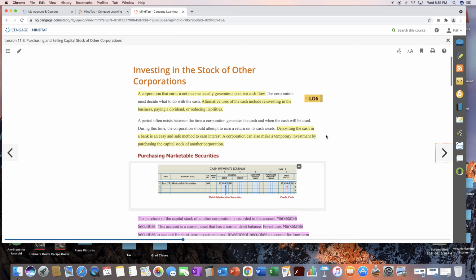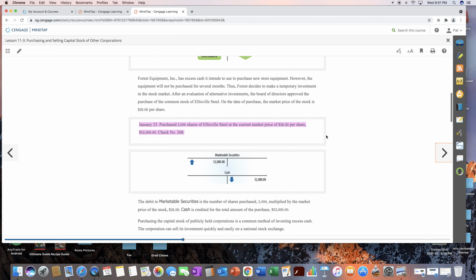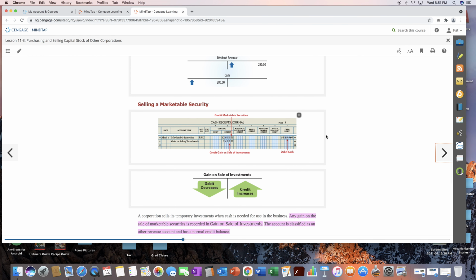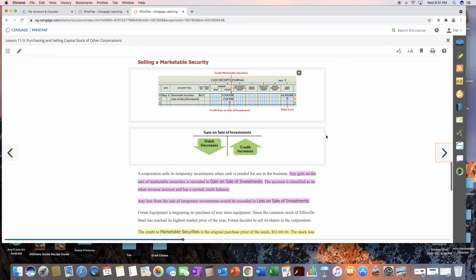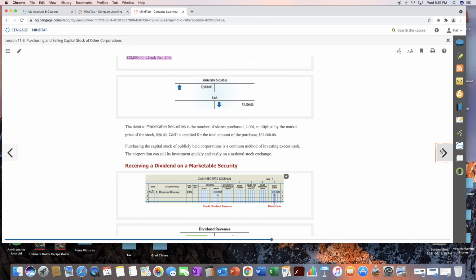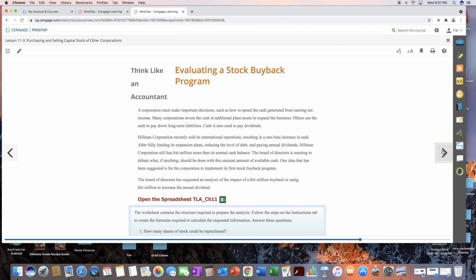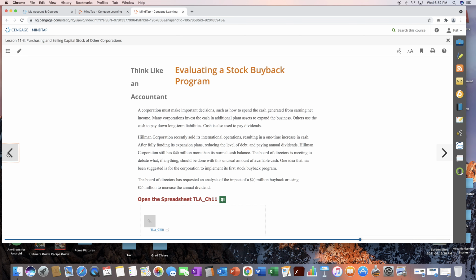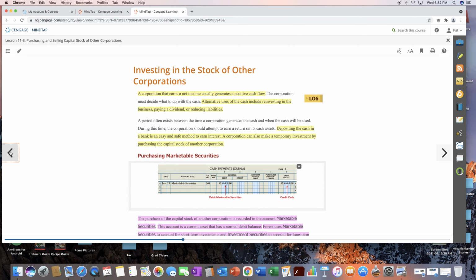So those are the three entries: purchasing a security, recording a dividend revenue for making money during the security purchase, and then selling it, crediting gain on sale of investment, or debiting loss on sale of investment. The rest of this is one of those things we don't worry about. And then there's a definition you might see later called stock split. You can read about it, but dividing a share of stock into a larger number of shares is called a stock split. There's more to that, but with the time crunch we have, we're not diving into it. That's all you need to know.